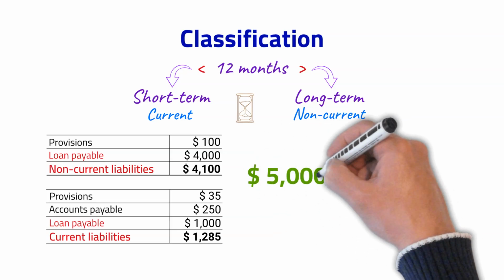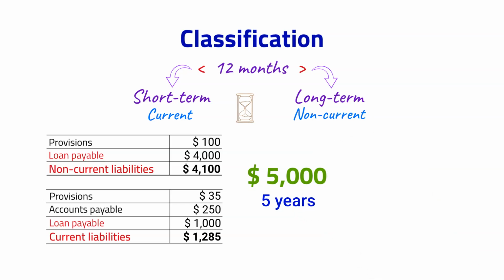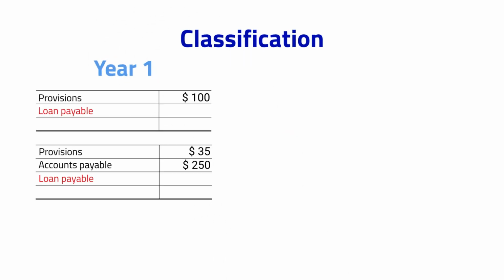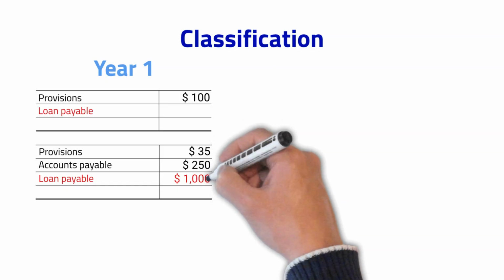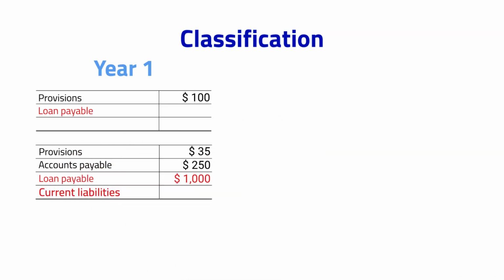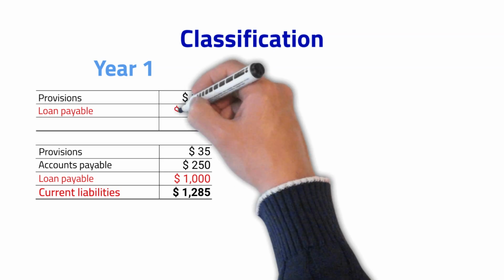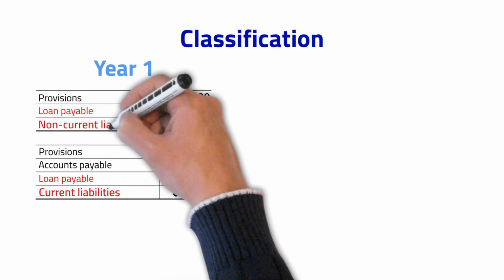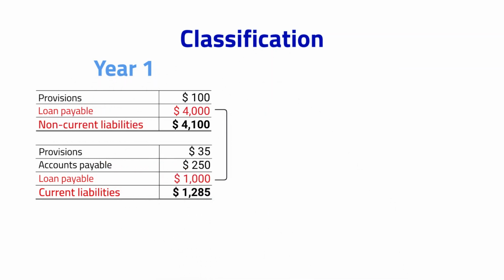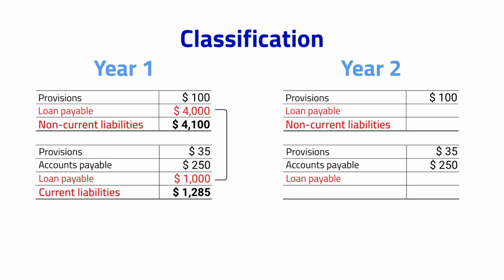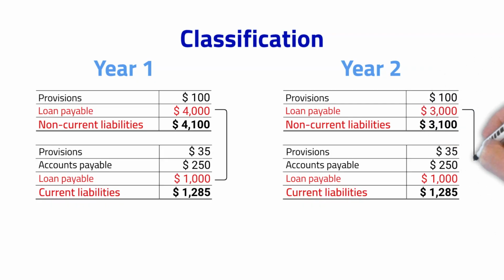Imagine we have received a $5,000 loan for 5 years with an annual repayment of $1,000. In this case, we need to show the loan on the balance sheet, splitting it into two parts. The $1,000 which is due for payment in year 1 will go into current liabilities. The remaining $4,000 will be recorded in the non-current liabilities. After 1 year, when the first $1,000 is repaid, the next $1,000 moves to current liabilities and we have $3,000 remaining in non-current liabilities, and we repeat it every year until the loan is repaid.